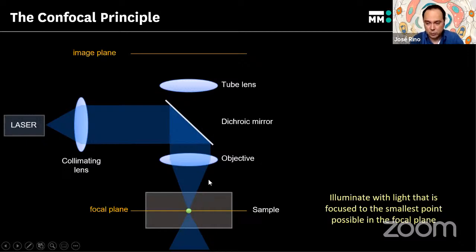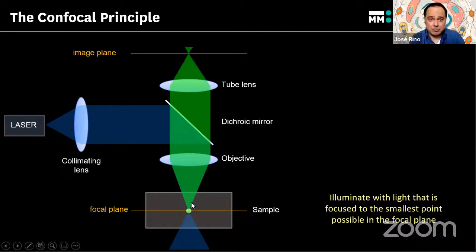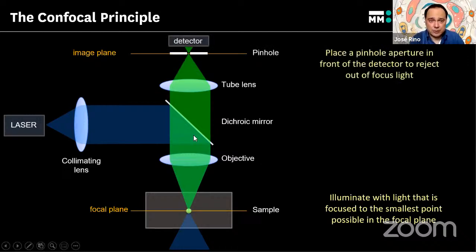So we are just illuminating one small point in the focal plane of the sample. Light is focused there. We are still illuminating above and below, but most of the photons are being focused in this point. Now, because we are still illuminating above and below the focal plane, we still need to remove this out-of-focus light. And for this, the pinhole is being used at the conjugate image plane to the focal plane. So a pinhole is placed here in front of the detector that will reject out-of-focus light.